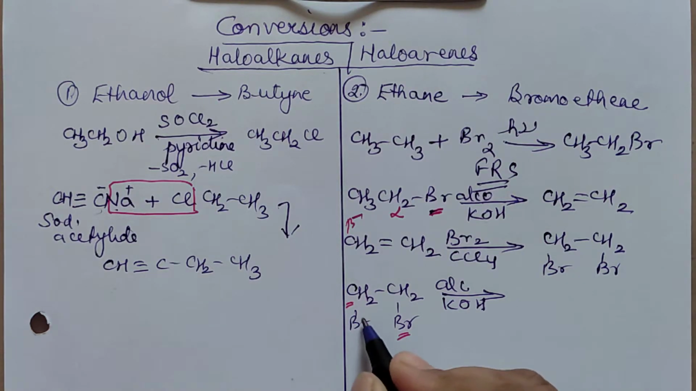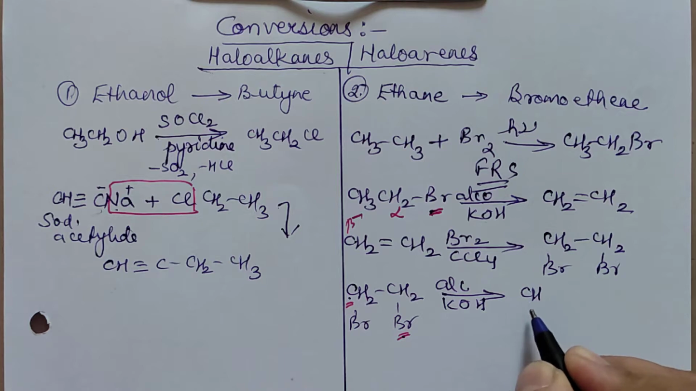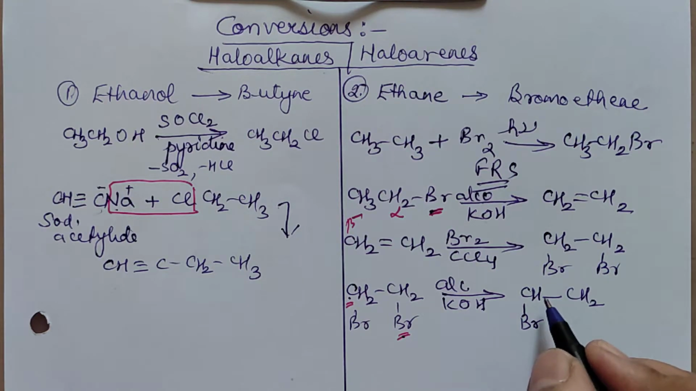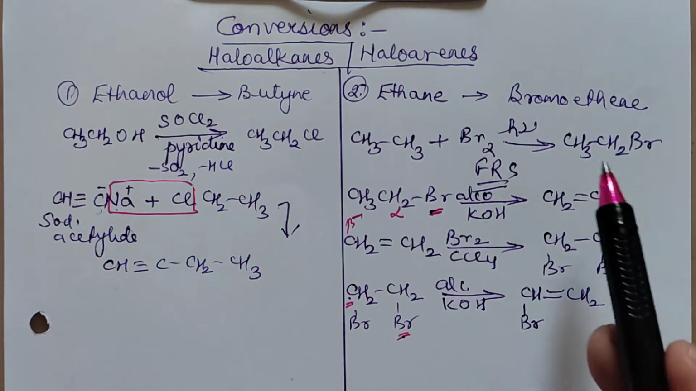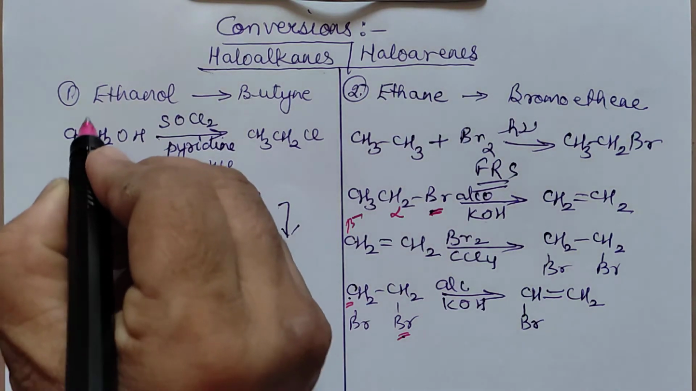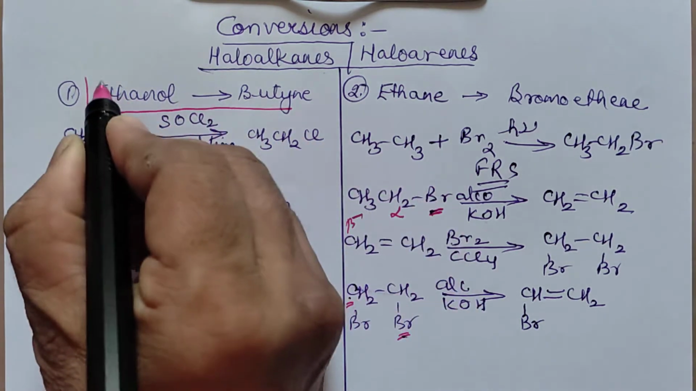So one hydrogen is removed from here, halogen from here, hydrogen from here. So this hydrogen will be there, Br will be there. This is now CH2 because two adjacent ones have lost something. There will be a double bond, and this is what we were looking for, bromoethene. Okay, so this is one conversion we have done.